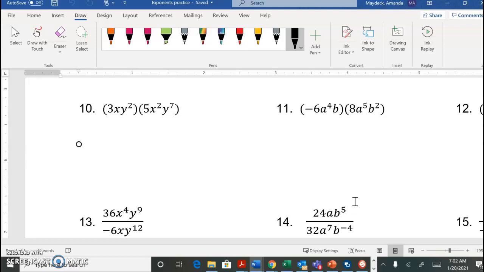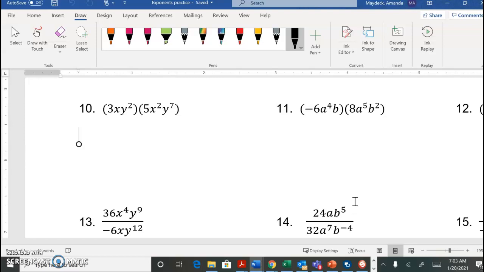In number 10, we have the expression 3xy squared times 5x squared y to the 7th. Now you might be freaking out, like, holy moly, what do I do with this? There's a lot of different things going on here. Well, it's a lot simpler than you might think. You're actually just multiplying like terms, like when you were combining like terms, simplifying an expression that had x squared and 3x squared, or whatever matched up.